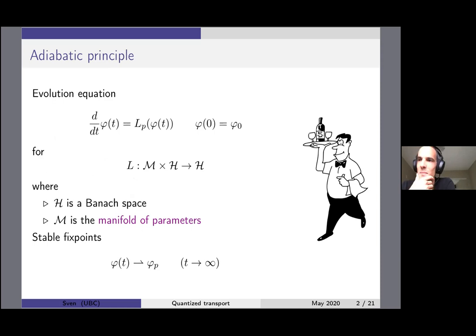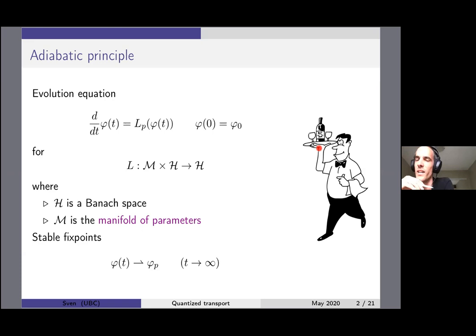So let me explain this adiabatic principle in equations, but also using that little waiter there and explain a little bit what it is. So the adiabatic principle has to do with time evolution. And so in my example, I will be talking about the time evolution of that bottle of wine that is standing there on top of this plate that the waiter is holding.